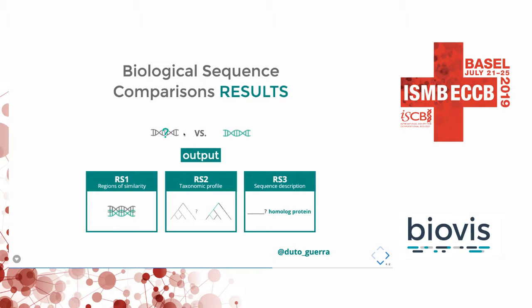So the whole idea is that when you have one sequence and you are trying to characterize that and compare that with another sequence, then you can get three types of results. That's what we found. You can get regions of similarity, you can get taxonomic profiles that we have here a lot of today, or you can even have sequence descriptions, something that tells you that the thing you're looking at in there is a weird Colombian speaking in front of a crowd, okay?